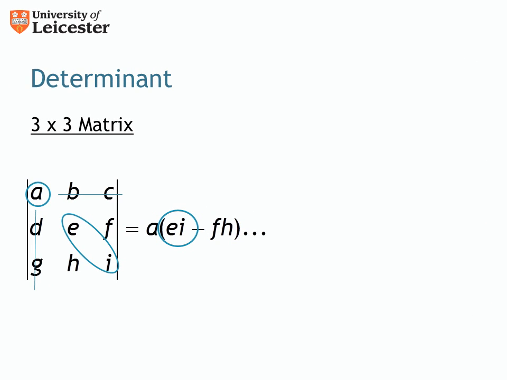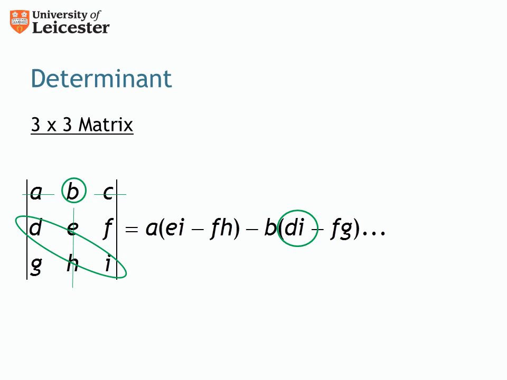For a 3 by 3 matrix, we first take the top left value and, eliminating its row and column, make a 2 by 2 matrix with the remaining values. We then multiply the top left value, A, by the determinant of the 2 by 2 matrix. We do the same with the top middle value, B, except we multiply the determinant of the 2 by 2 matrix by minus B.